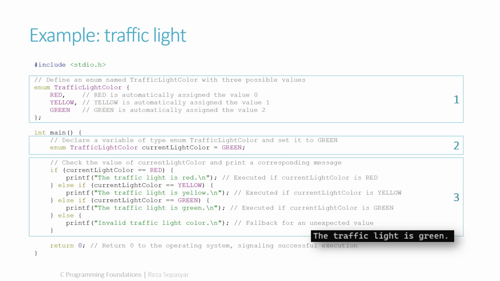So what we have here is a smart way to use enums to keep track of stuff like traffic light colors. It makes the code super easy to read and understand, like talking in color instead of numbers.